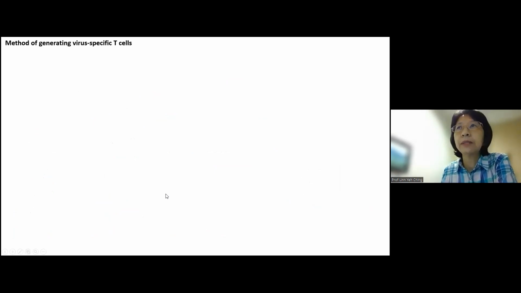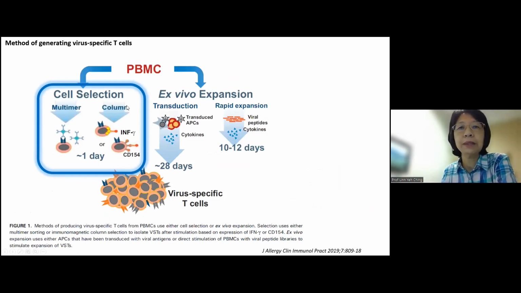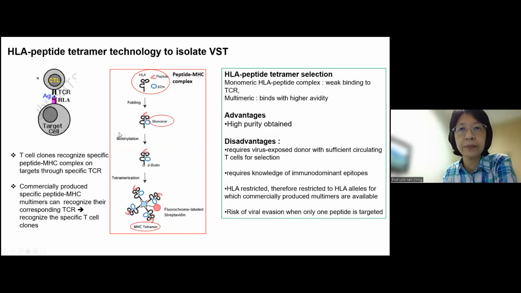Besides ex vivo expansion to obtain VST, the other method is direct selection of VST by magnetic column, either by multimer binding of the virus peptide MHC complex to T cells, or capture of interferon gamma secreting T cells after pooled peptide stimulation. So this is a method to select VST by the multimer technology.